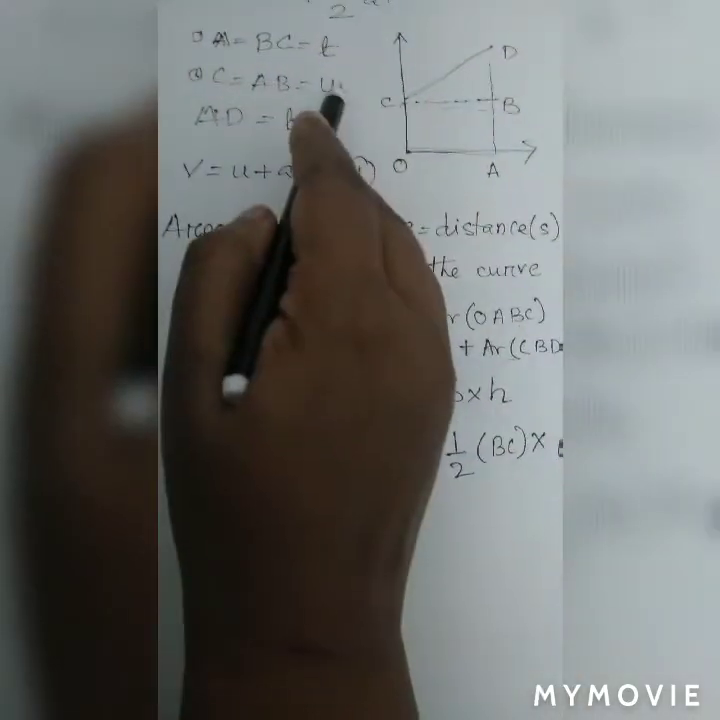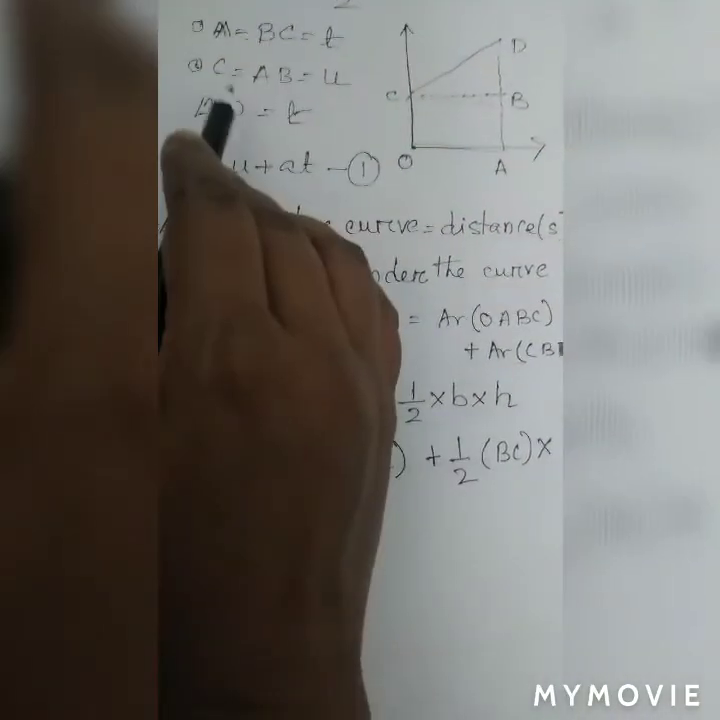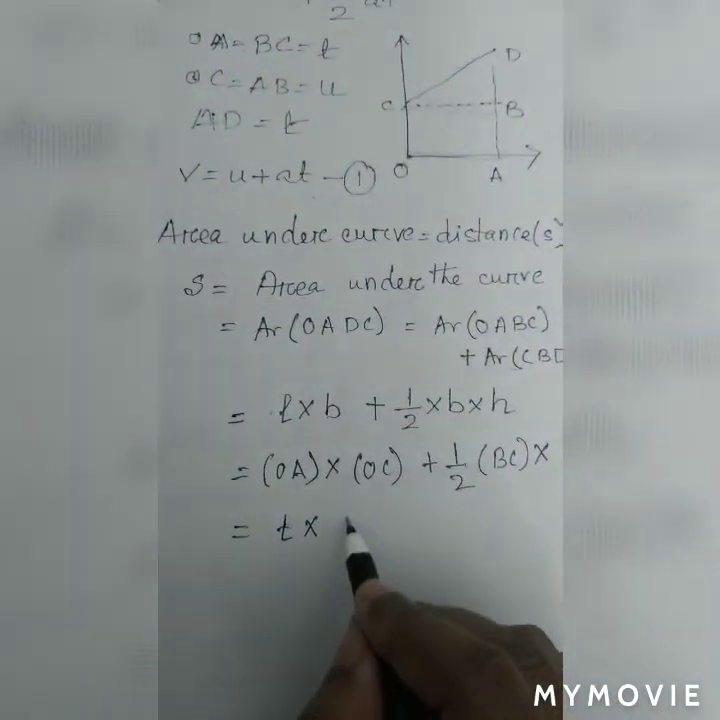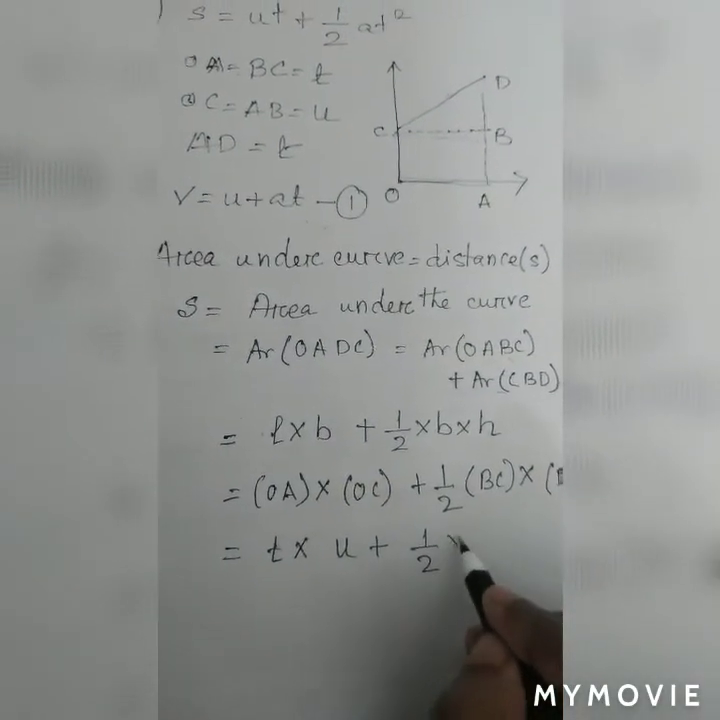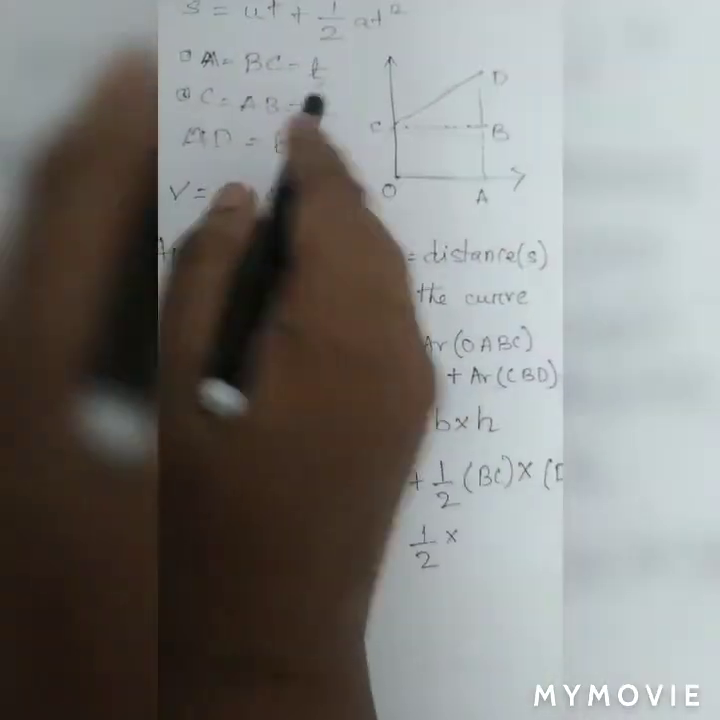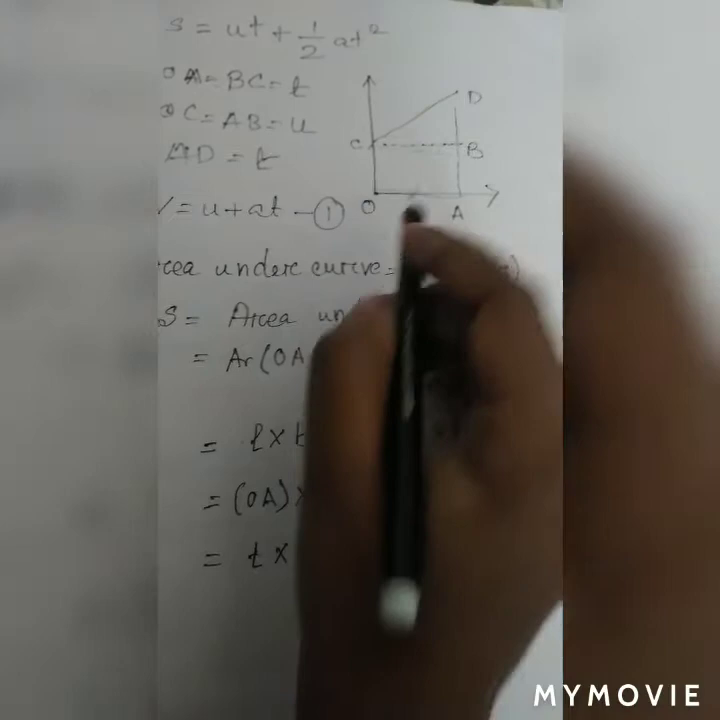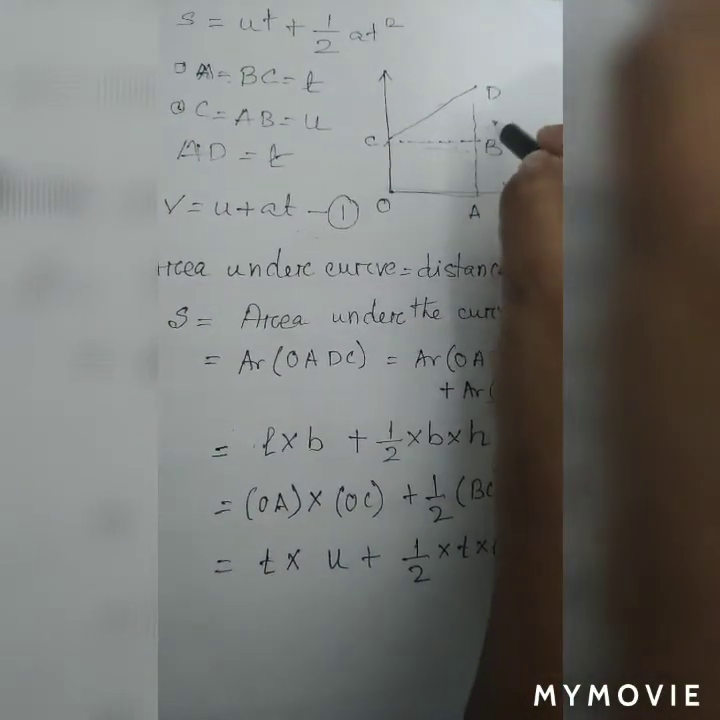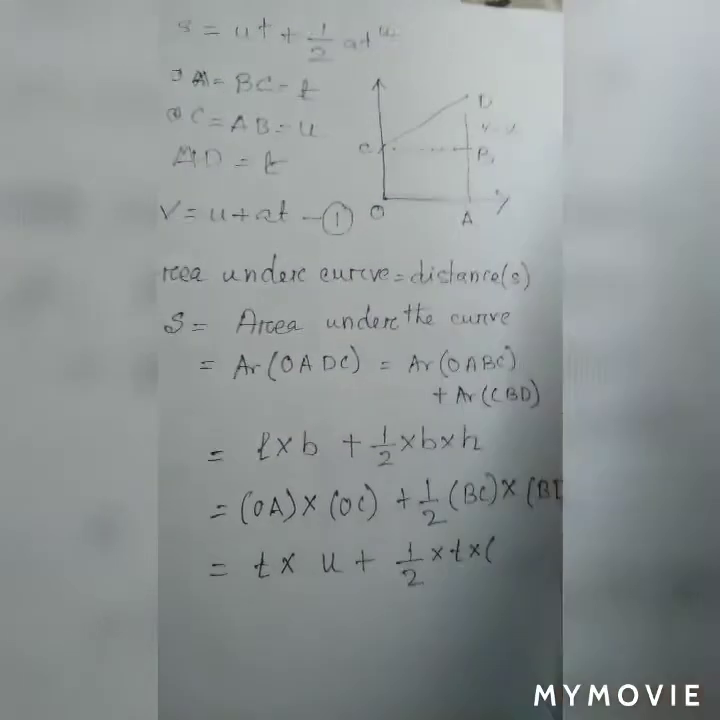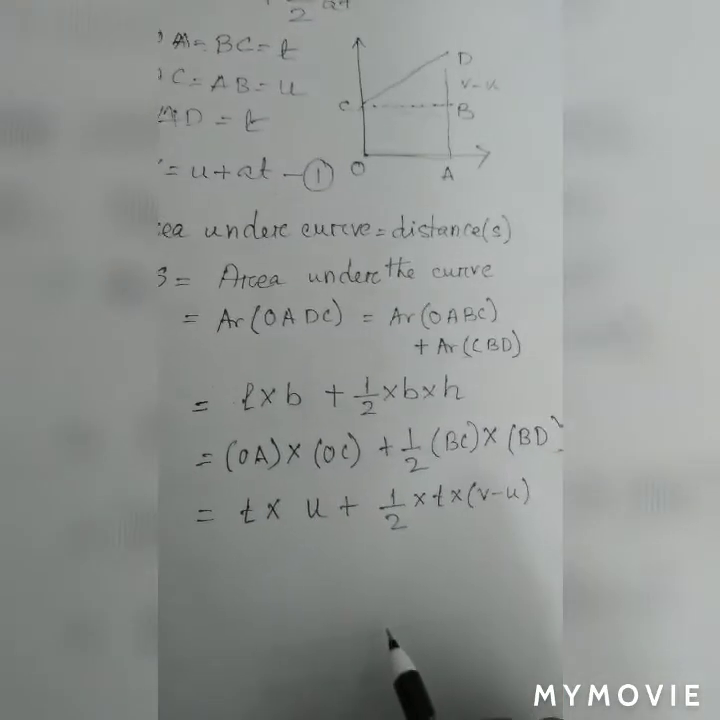Now coming next, what is OA? OA is equal to T. What is OC? OC is equal to U. Plus half into what is BC? BC is equal to T. Into what is BD? We have got BD, remember, V minus U. So that is V minus U. So we have come here.